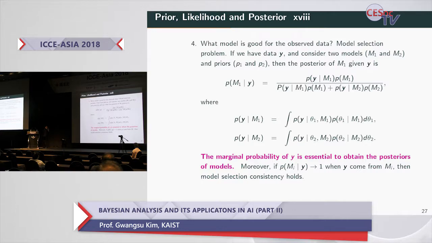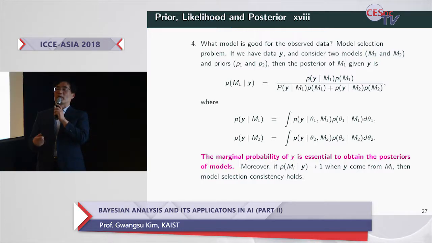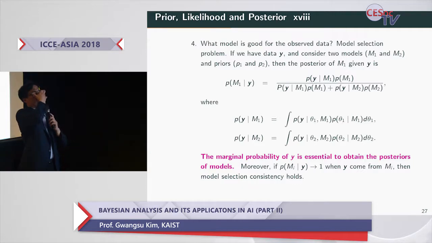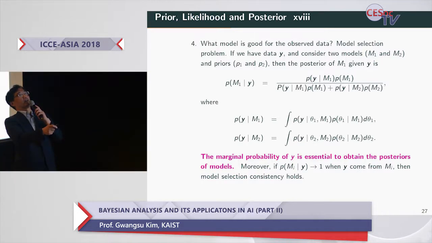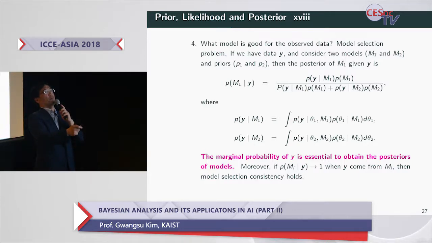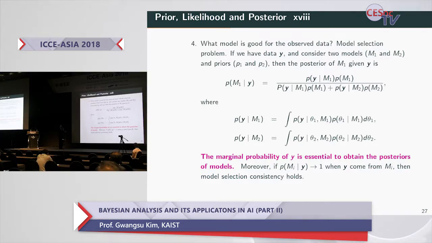Then, we are interested in the problem of model selection. What prior, what model can be better? The better model, the better prior we want. To assess this, the model selection problem arises. If you have data Y and consider two models for simplicity, then the posterior of M1, model 1, given data Y is written like this. And to obtain this, you should integrate out like this. And what is it? The marginal probability with the prior P(theta_1 given M1).